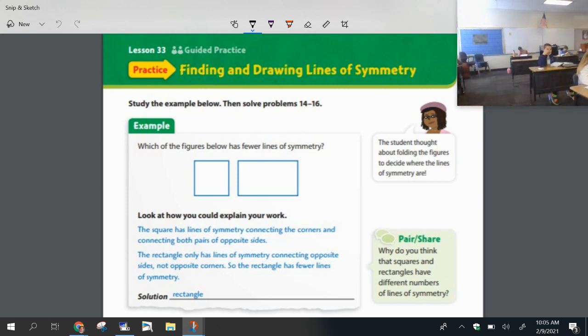Okay. So, which of the figures below has fewer lines of symmetry? And then they answer it for you. We talked about this on day one. It doesn't seem like the rectangle and square would have a different amount of symmetry because they look very similar.